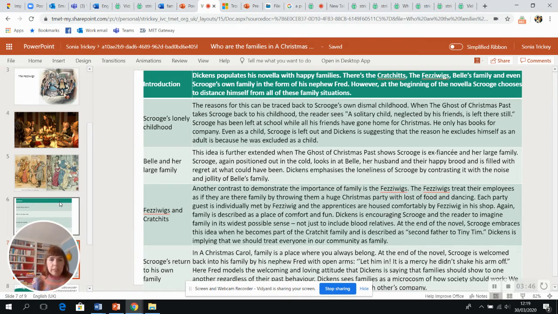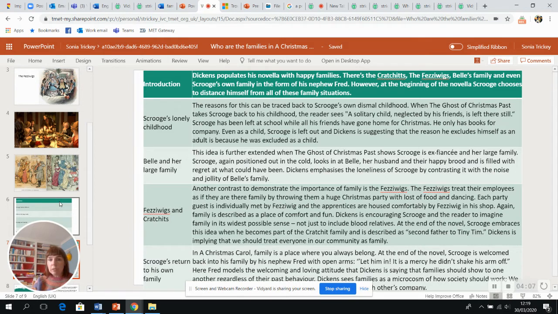And then I would link this to Scrooge's childhood. "The reasons for this can be traced back to Scrooge's own dismal childhood." Dismal is just another word for sad. "When the Ghost of Christmas Past takes Scrooge back to his childhood, the reader sees a solitary child, 'neglected by his friends, is left there still.'"